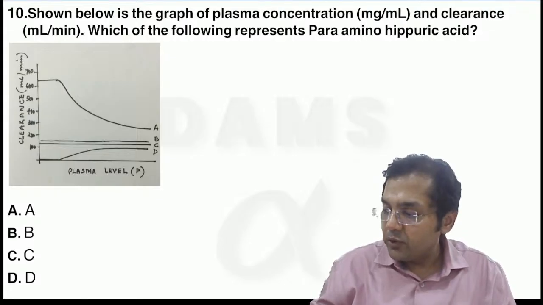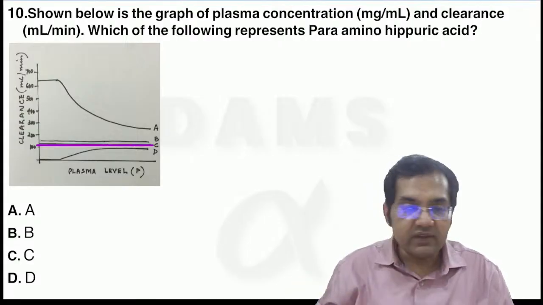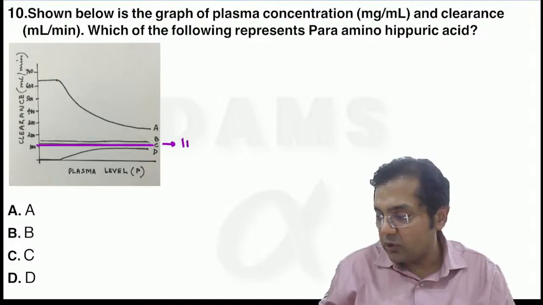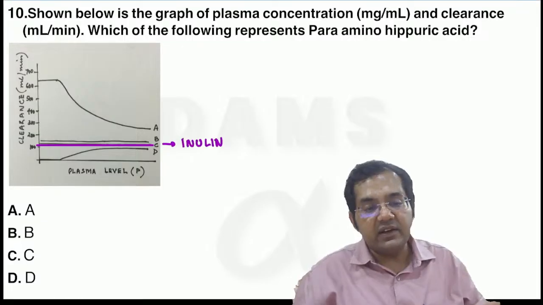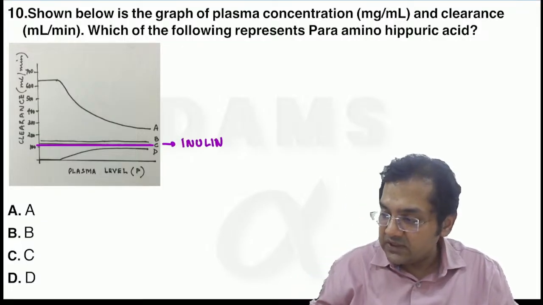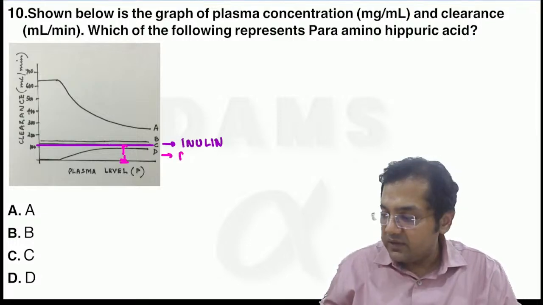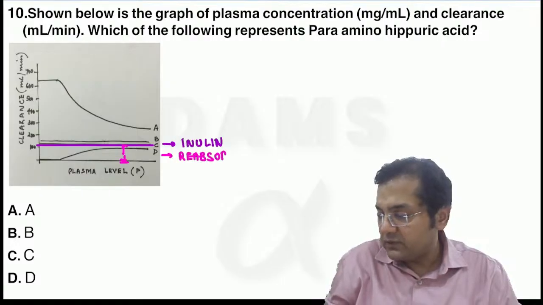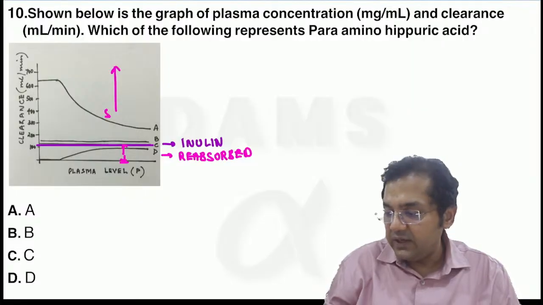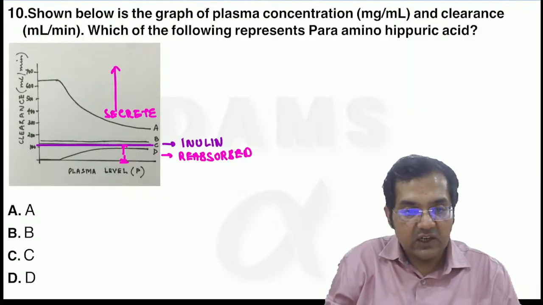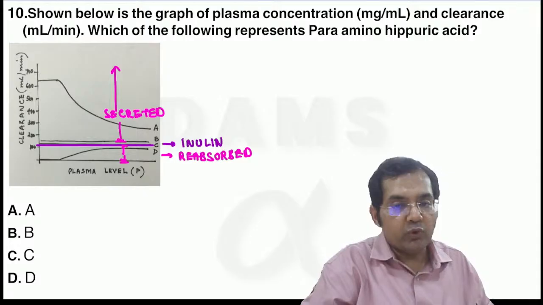Again, you are seeing that clearance is constant for C. C is something whose clearance always remains the same, constant. That means it is none other than inulin. But remember, inulin is neither reabsorbed nor secreted. So anything which is below the inulin line, which is D over here, is the solute which is reabsorbed. Anything which is above the inulin line are the solutes which are secreted. Can you now tell me what could be D and what could be A and B, right?